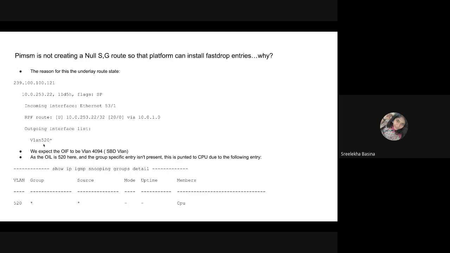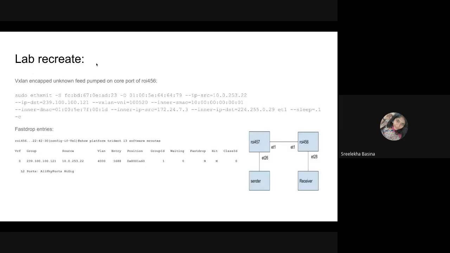But in the customer's output, we notice that it is VLAN 520, which is the actual VLAN. So the unknown traffic will come here, notice that the outgoing interface is VLAN 520, and check the IGMP groups detail. As you can see, the only member part of VLAN 520 is the CPU. That is why the traffic is going to the CPU. So now, why is the outgoing interface incorrect? Why is it not 4094 and why is it VLAN 520?